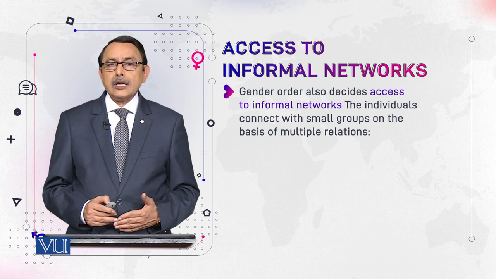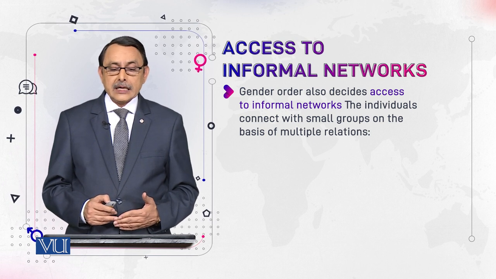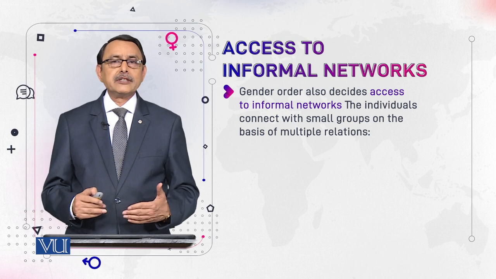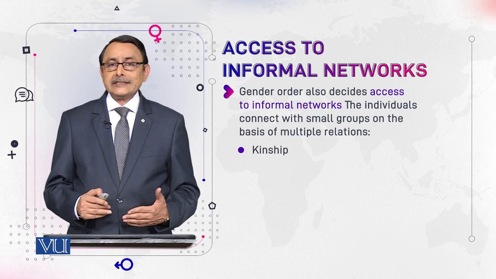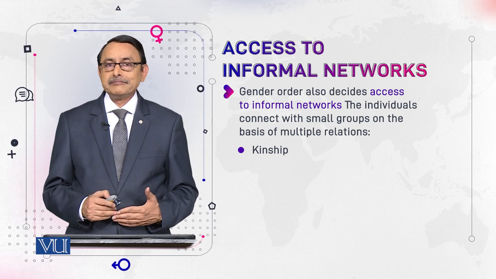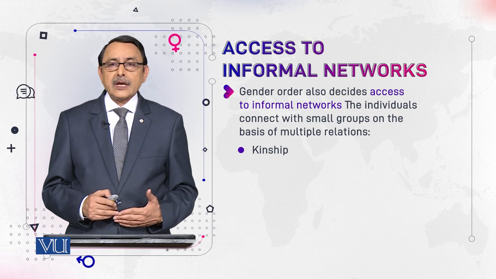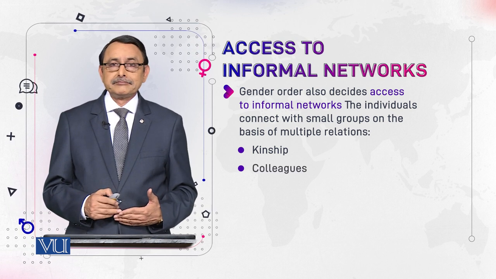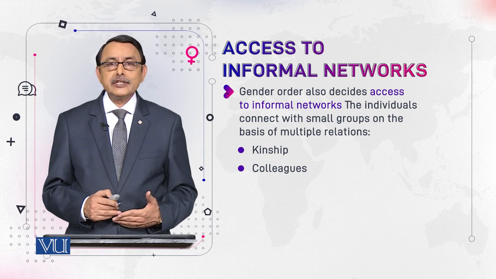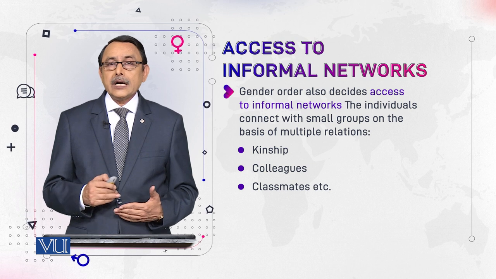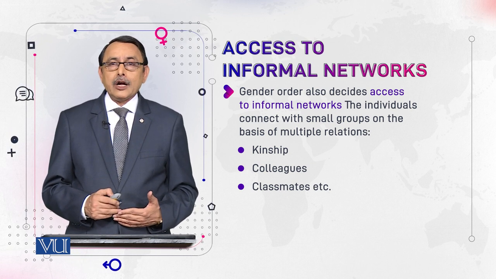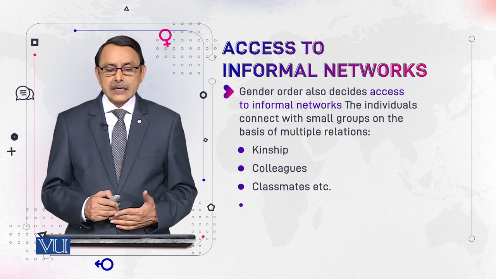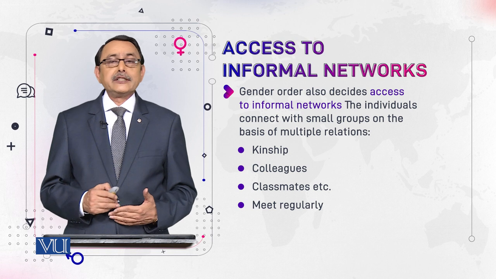Let's first define what networks are. Individuals connect with small social groups on the basis of multiple relations. For example, they are linked with a group on the basis of kinship; they are part of their family. Second, they are related with some group because they are colleagues. They are part of another social group on the basis of their relationship as classmates, roommates, playmates, etc. And they meet regularly in this group.